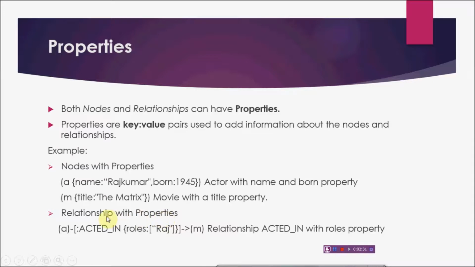If we consider A as acted in movie M, then you can specify the role played by the actor in that movie. So ACTED_IN is the relationship, and role is a property of ACTED_IN. So he has acted as Raj in the movie M.